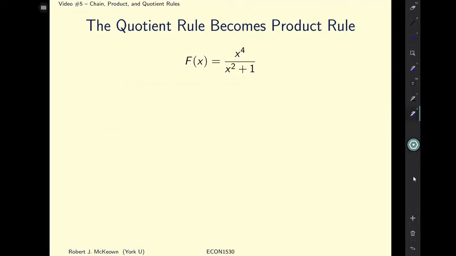The next one is practitioners. We often don't like to use the quotient rule just because it's a little more cumbersome and a little more awkward. Sometimes it's easier if we convert a quotient into a product. So let me show you how to do that.